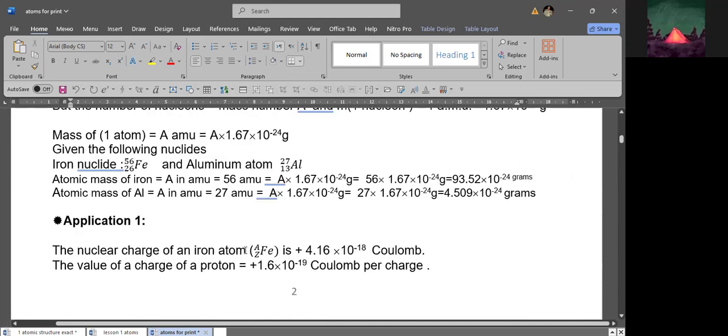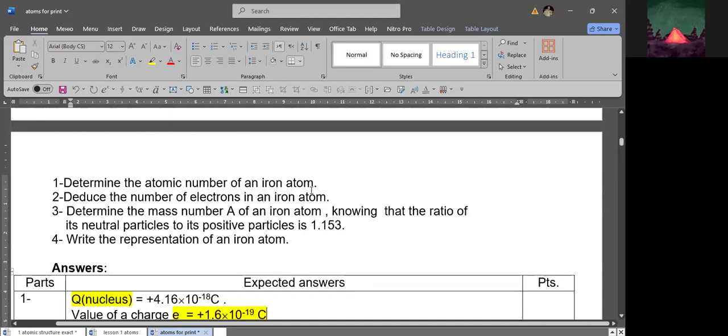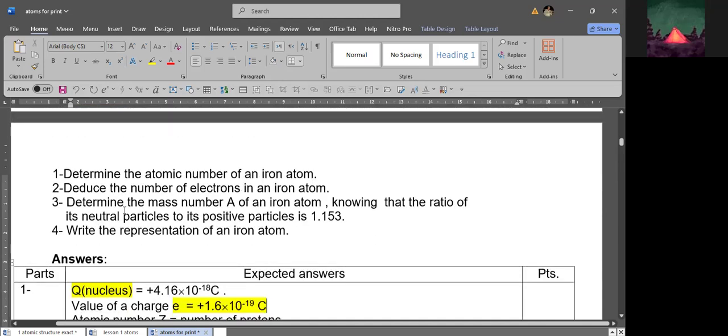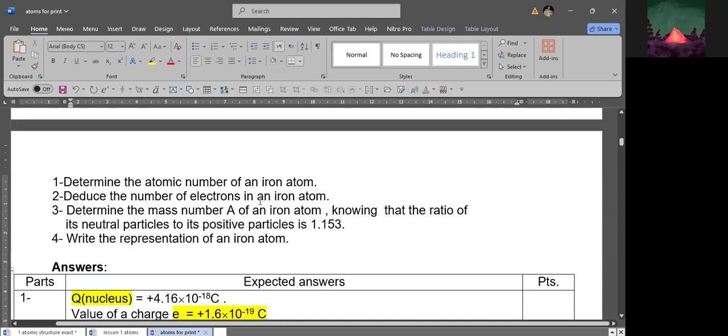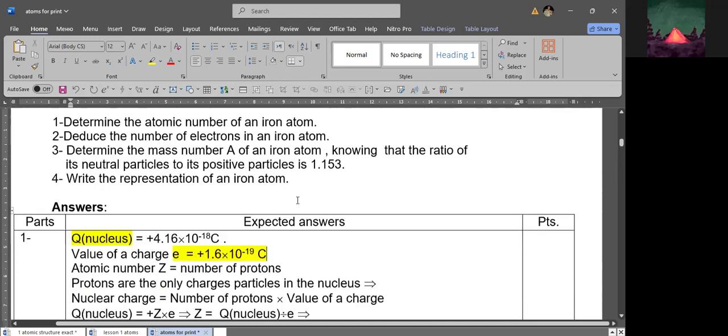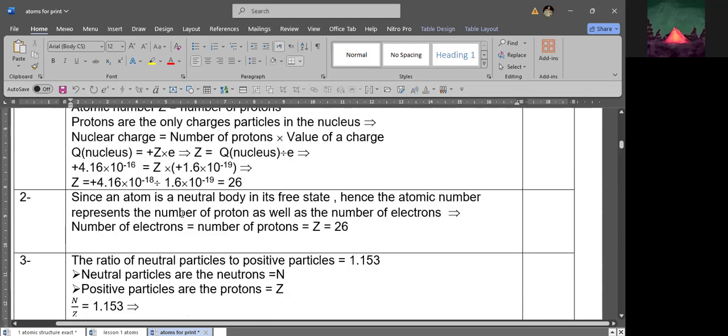Are we wrong in something here? No, we're not. Anyway, this is the first question. Second question: determine the number of electrons in the iron atom. We found the atomic number. Since an atom is a neutral body in its free state, the atomic number Z represents both the number of protons and the number of electrons. So the number of electrons equals the number of protons equals Z equals 26.